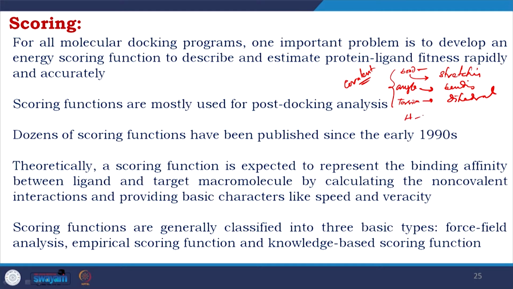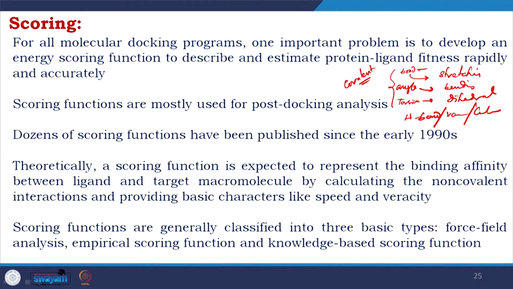For non-covalent we take hydrogen bond, van der Waals and Coulombic. So, taking these 6 factors, we develop an equation and apply classical physics to calculate the movement, so that you could bring it here and calculate the energy. Then you could also develop empirical scoring or statistical scoring functions.